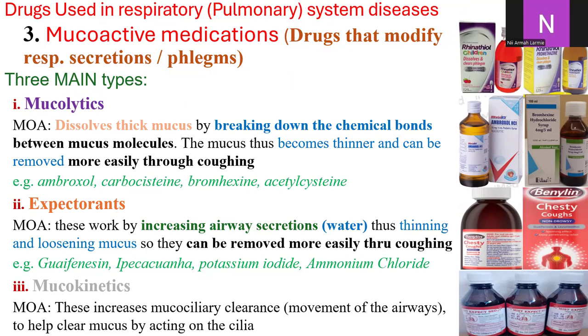Then you also have expectorants. Expectorants, on the other hand, do not work on chemical bonds, but add to the secretions by adding water. Basically, they increase the water in the secretions, and the water dilutes the mucus. In doing so, it thins and loosens the mucus, and this way it's easier to expel through coughing.